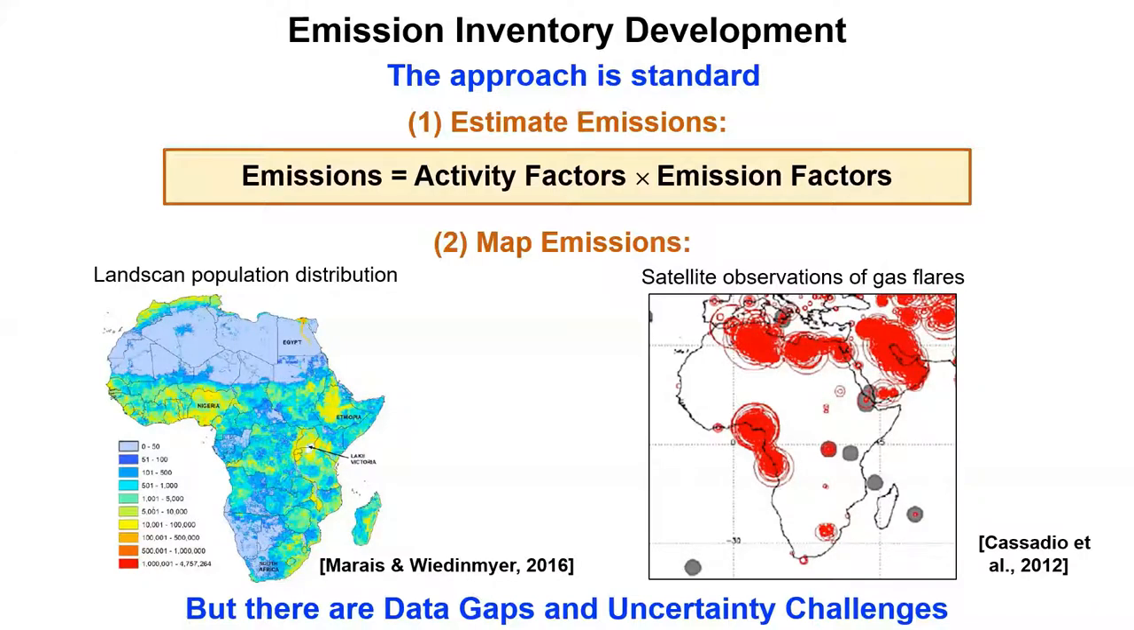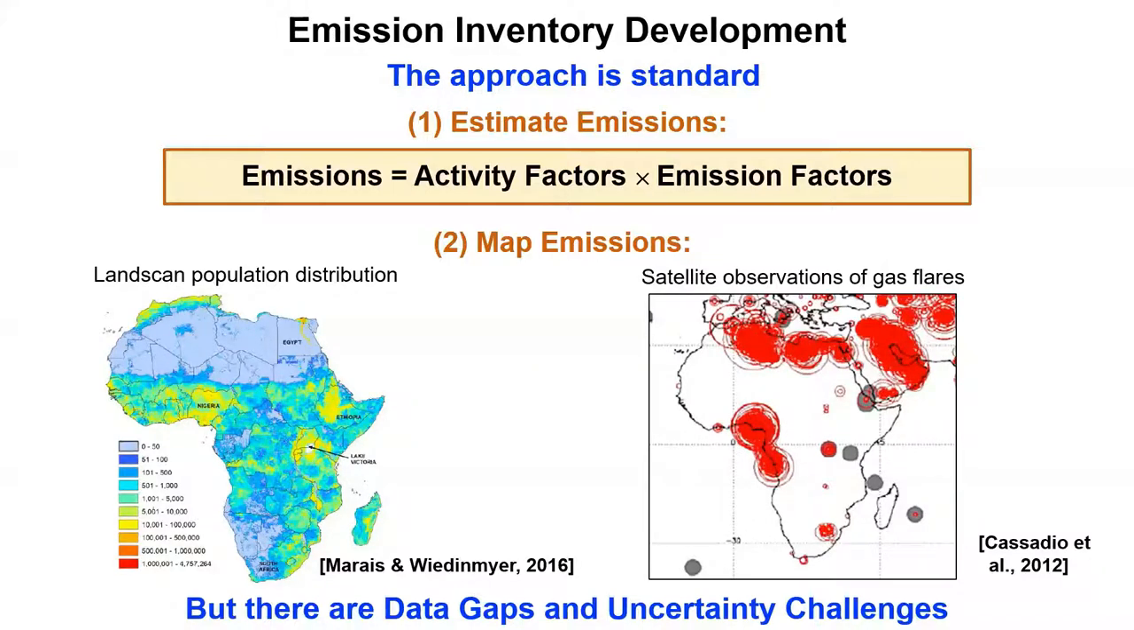So for charcoal production, it's a very inefficient process, and so it would lead to the formation of a lot of carbon monoxide, a lot of methane, a lot of organic aerosol, compared to something like vehicles that would tend to be more efficient and produce more NOx and relatively less carbon monoxide.